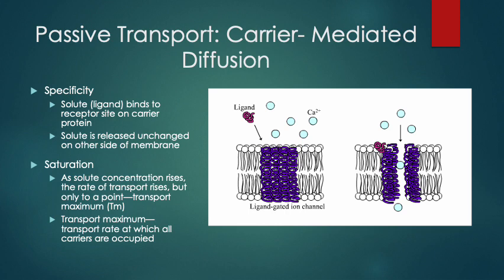The transport maximum is when all of the gates are full and the carriers are all busy moving solute. They can't move any more. So it'll speed up until all the carriers are too occupied moving their solutes that they can't pick up extra solutes. That is the transport maximum. All the carriers are occupied and there's none running around loose to pick up any extra solutes. That will affect the rate of carrier-mediated diffusion.